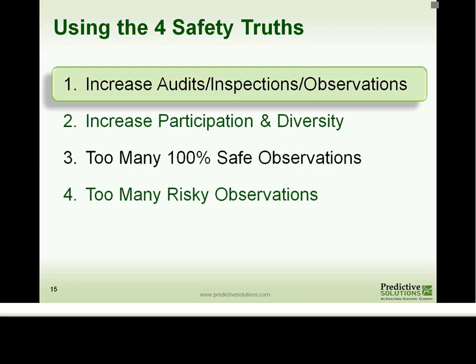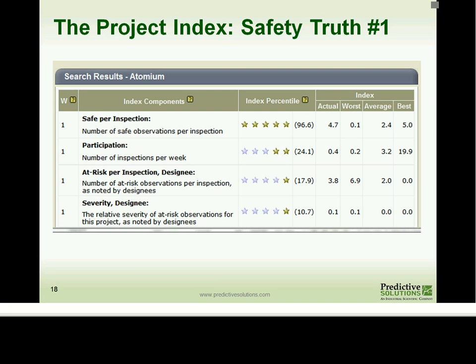So how do we go about looking at that with SafetyNet? Well, here's an example. This location or project is red flagged. And all you simply do is click on the index percentile, and it'll bring up a little bit more detail about that individual project. So within this project, you can see some index components of how we got that individual index number. If we take a look at safety per inspection, participation, at risk per inspection by the designee, or severity by the designee, this kind of tells a story about that location or project.